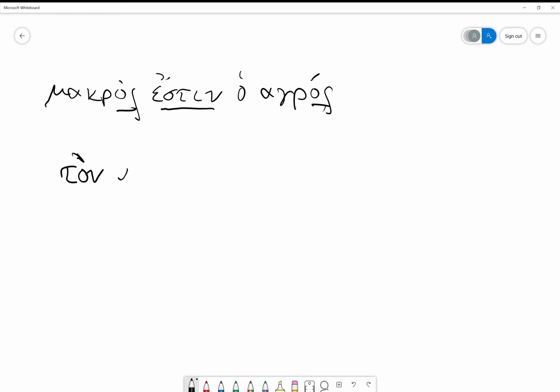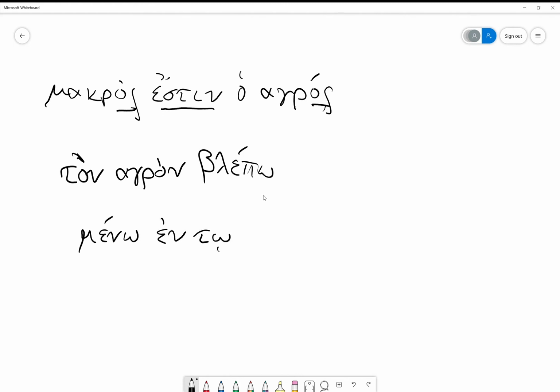So ton agron blepo. I see the field. This is our direct object. It is the accusative case. Then I can say meno, this is going to be a dative form, en to agro. I remain in the field.